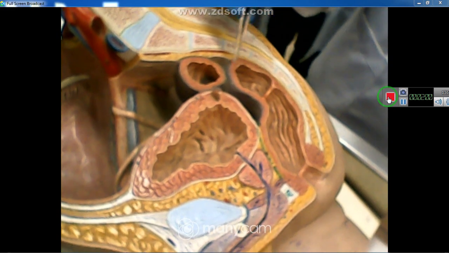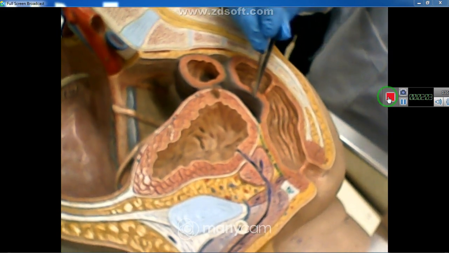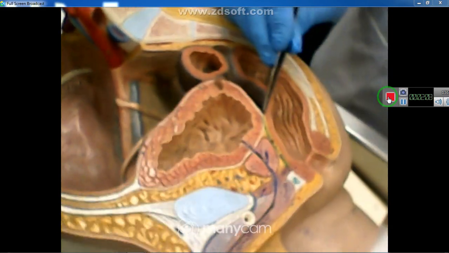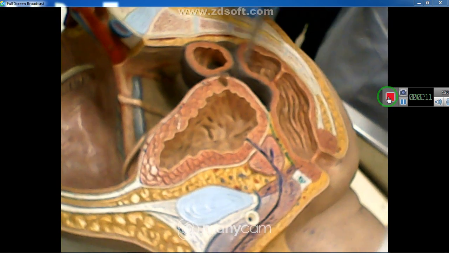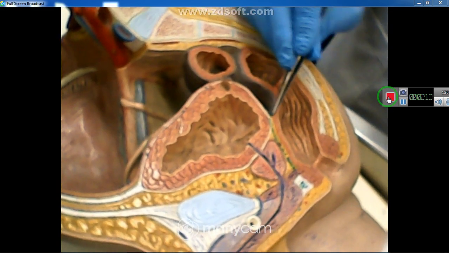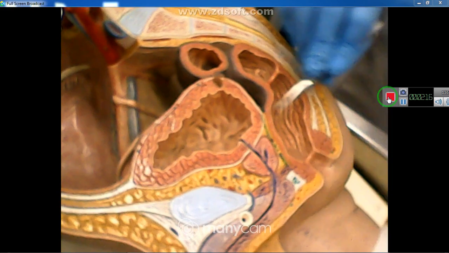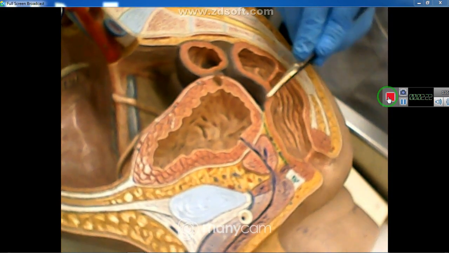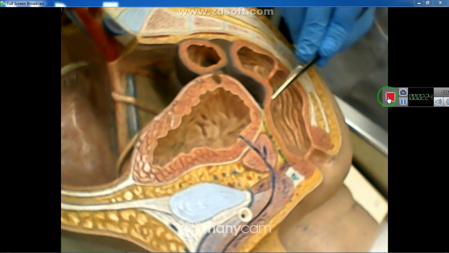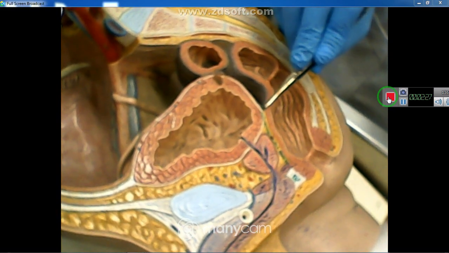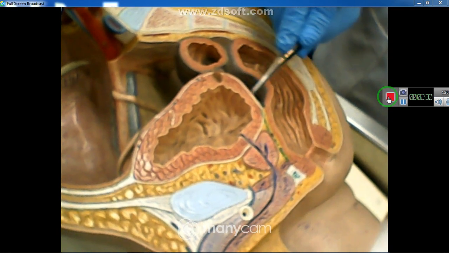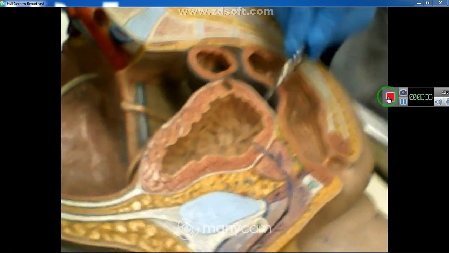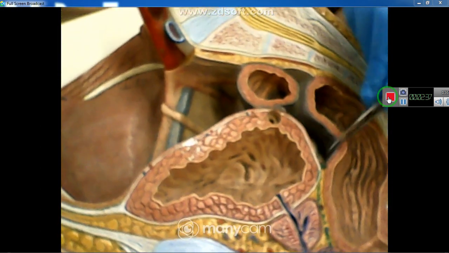The anterior surface of the rectum is covered by peritoneum. This is the peritoneum covering the anterior surface of the rectum in its upper two-thirds. And you can see that the lower one-third of the rectum is not covered anteriorly by peritoneum, because after the upper two-thirds of the rectum, the peritoneum is reflected, as is shown in this sample, to the urinary bladder. This is, of course, a male sample, forming the rectovesical pouch of peritoneum.